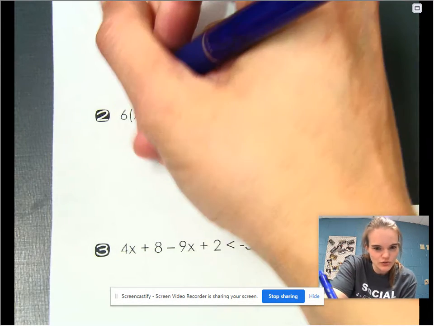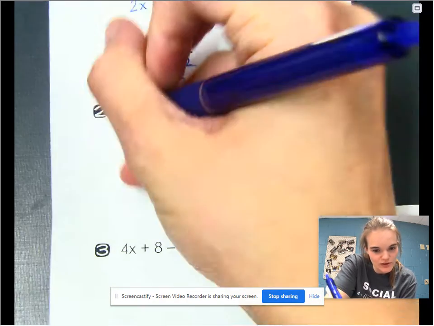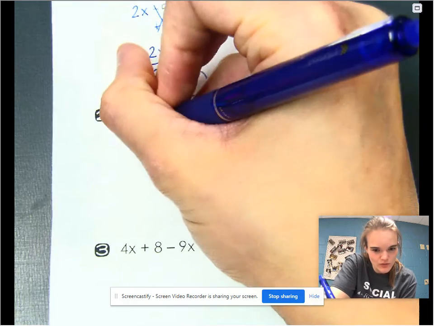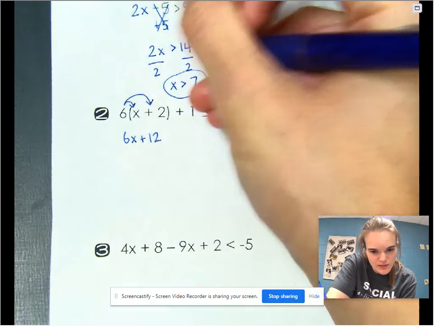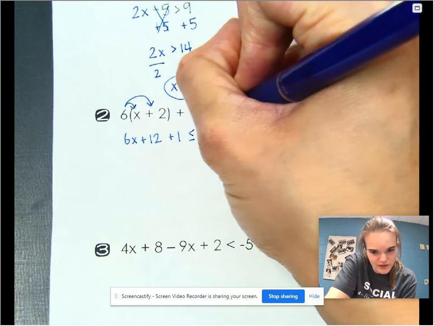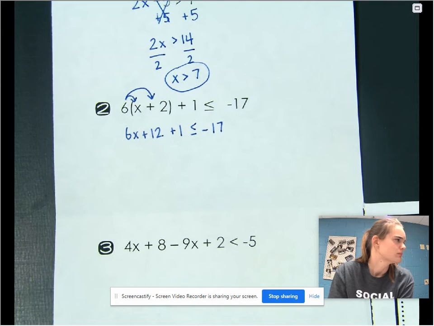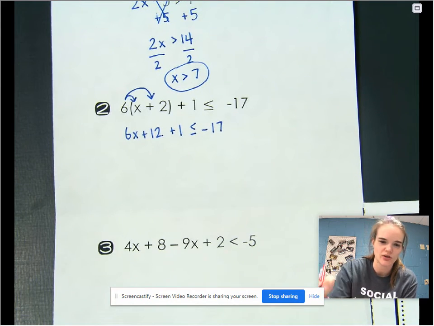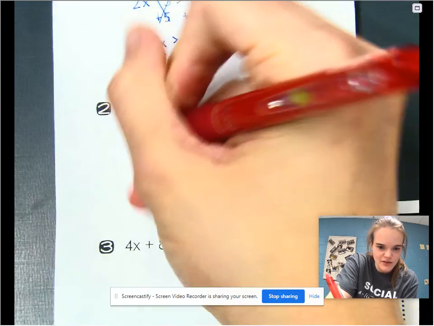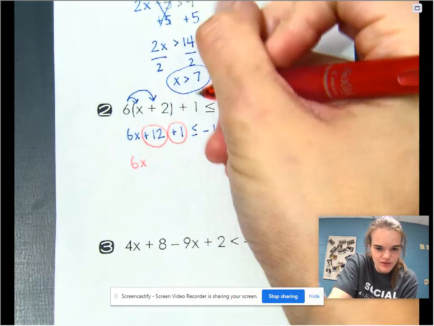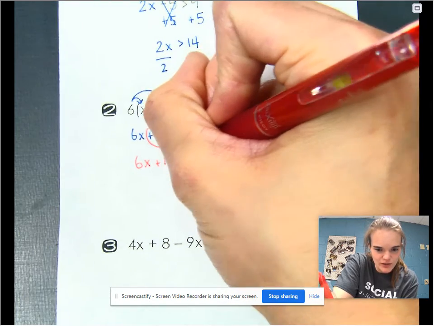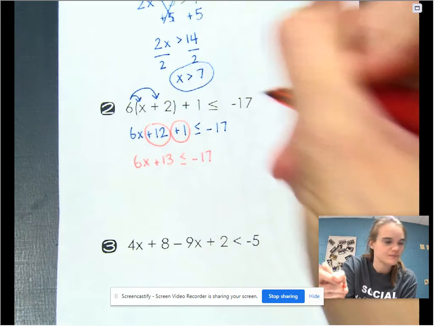So, number 2, I do have to distribute. 6 times x is 6x. 6 times 2 is 12. Bring down plus 1 and less than or equal to negative 17. Okay? Then combine your like terms. 12 and 1 are on the same side. There are no other x's, so I bring it down. 12 plus 1 is 13. And bring down less than or equal to negative 17.